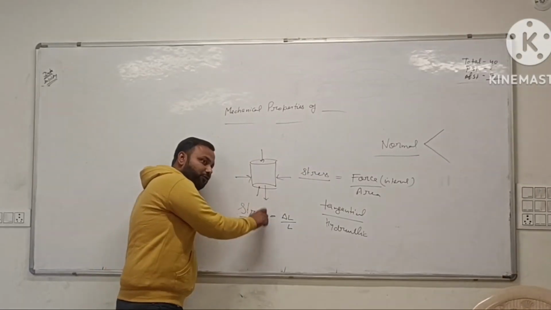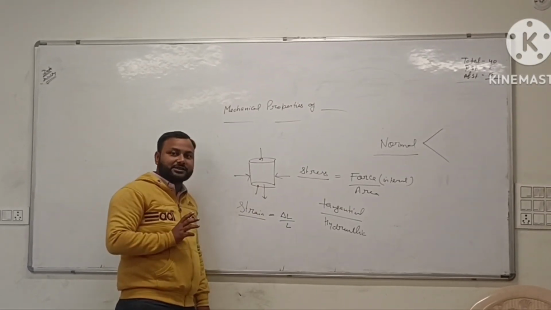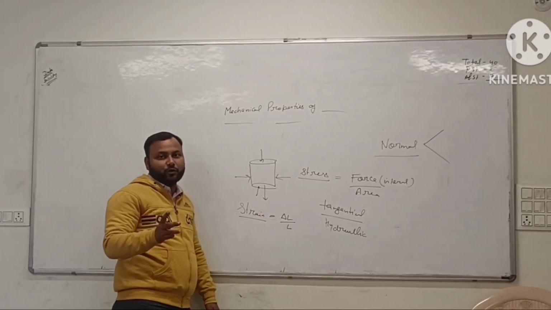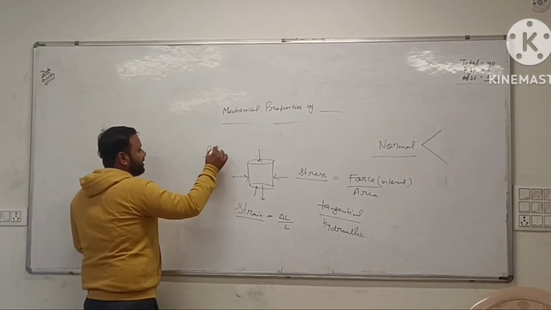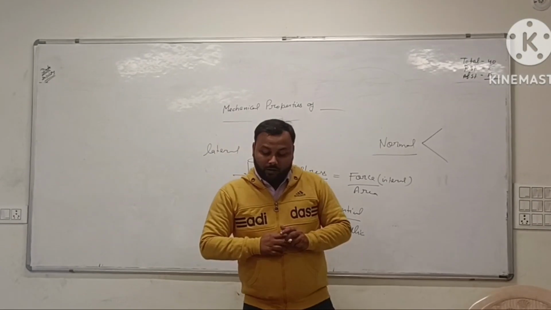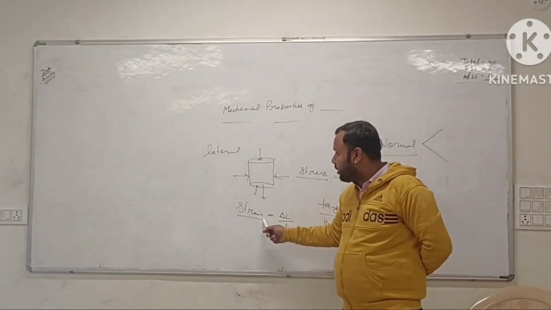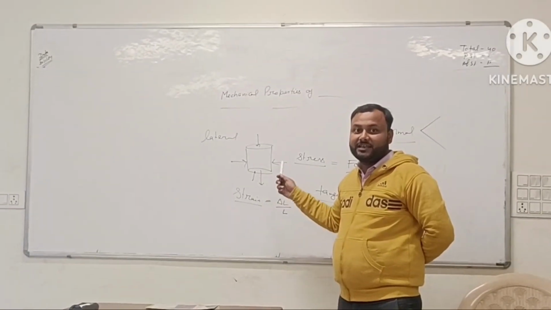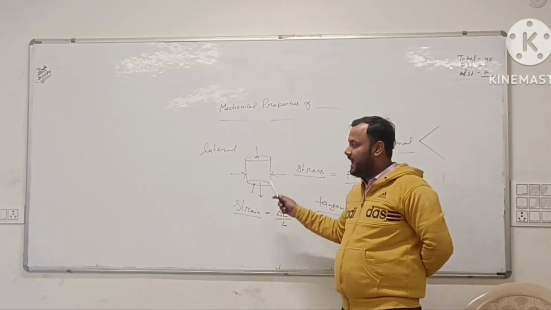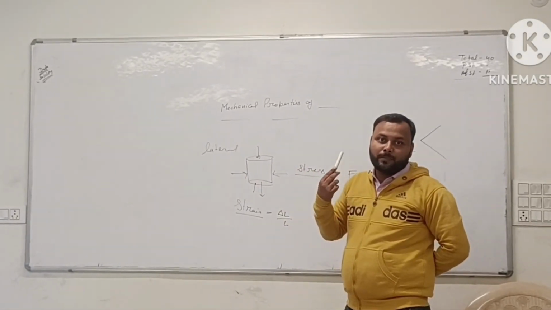When the application of force and the change in configuration are in the same direction, that is called longitudinal strain. But when the application of force and the strain are perpendicular, then that strain is called lateral strain. Clear? So when we are applying normal stress, in the direction of application of load there is a strain called longitudinal. And when the application of force and strain are in perpendicular directions, then the strain is called lateral strain.